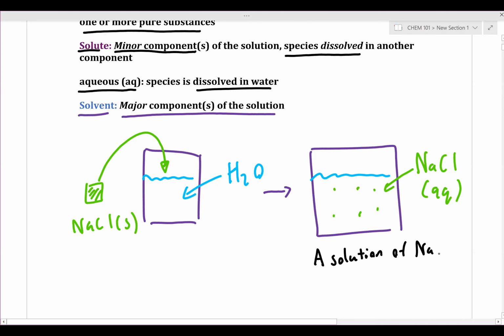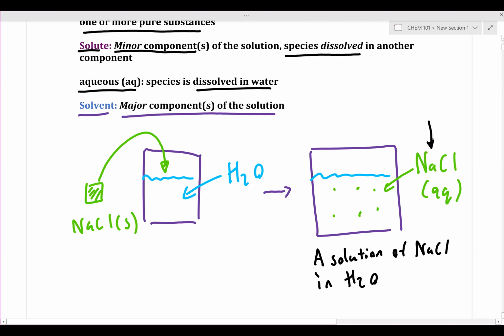of NaCl in water. And sodium chloride in this case, is it our solute or solvent? Solute, yep. And the water, is it our solute or solvent? Is it the major or minor component? It's the solvent. It's the major component. It's the thing doing the dissolving. Does that make sense? Okay.